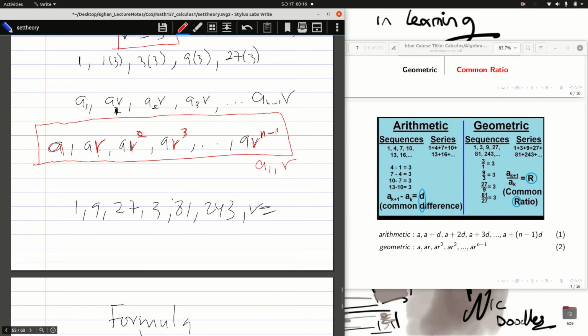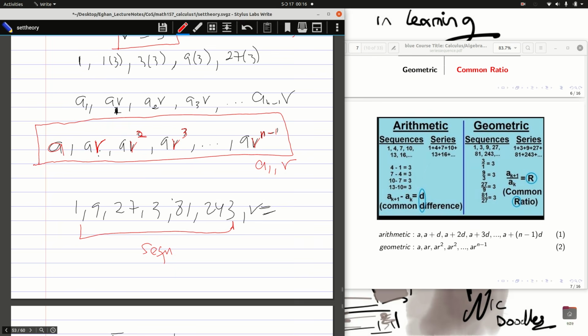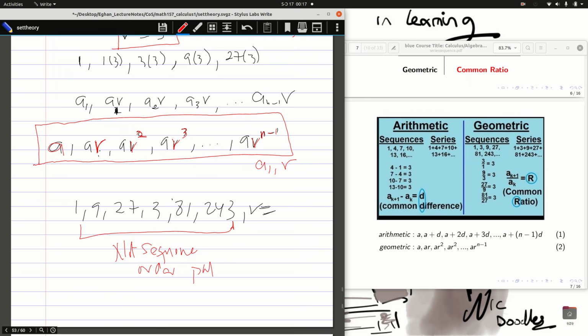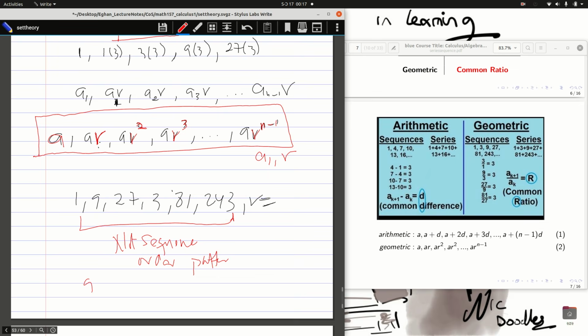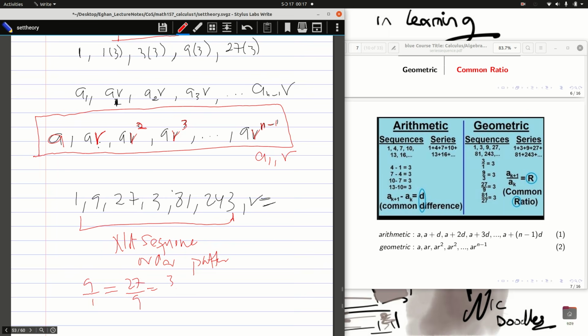In the next example, it says find the common ratio. Can you find the common ratio of this? No, because it is not a sequence. There's no order in this, there's no pattern. So let's prove this: 9 over 1, 27 over 9, 3 over 27. There's no equality here, and so there's no common ratio.